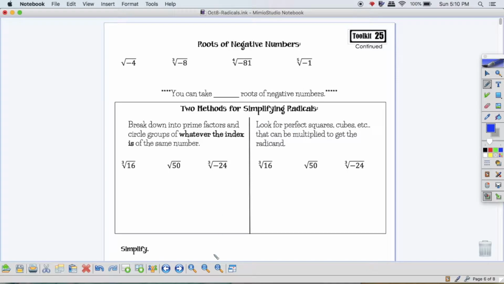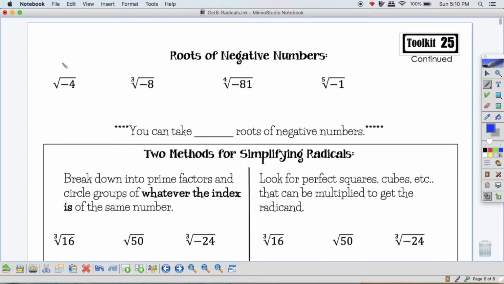Okay, on the back, let's talk about roots of negative numbers. Okay, you'll notice this is the square root of negative 4. That would mean what number can I multiply by itself to get negative 4? Well, can I multiply 2 by itself to get negative 4? Can I multiply negative 2 by itself to get negative 4? Would that work? No. And if I did negative 2 times positive 2, that won't give me a negative 4, so no. I cannot take the square root of negative 4.